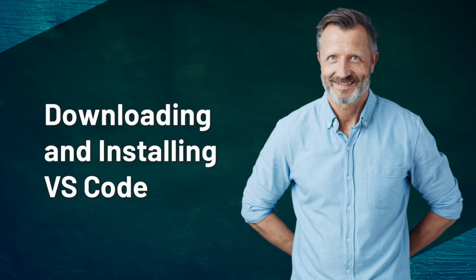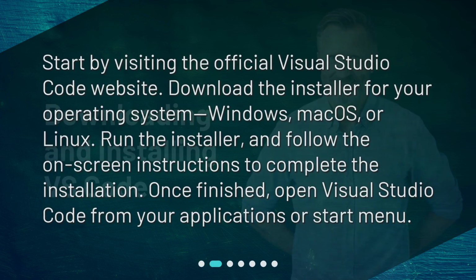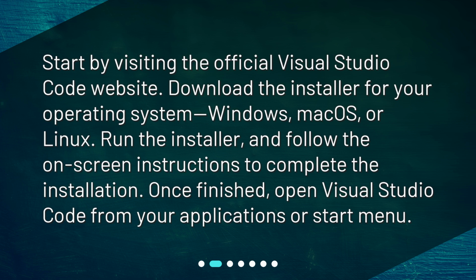Downloading and installing VS Code. Start by visiting the official Visual Studio Code website. Download the installer for your operating system, Windows, macOS, or Linux. Run the installer and follow the on-screen instructions to complete the installation. Once finished, open Visual Studio Code from your Applications or Start menu.